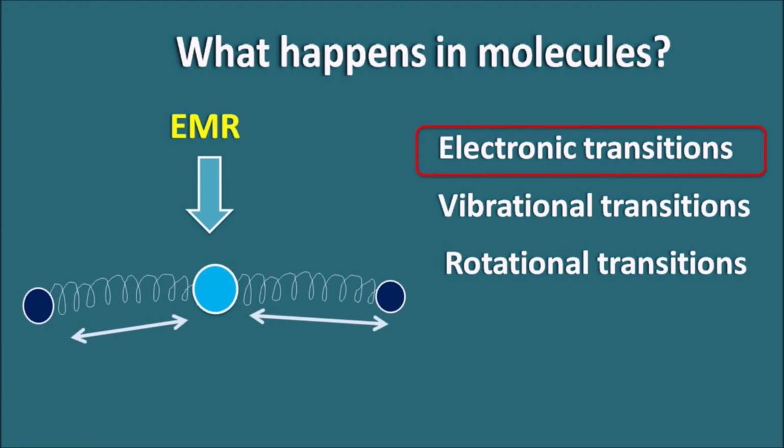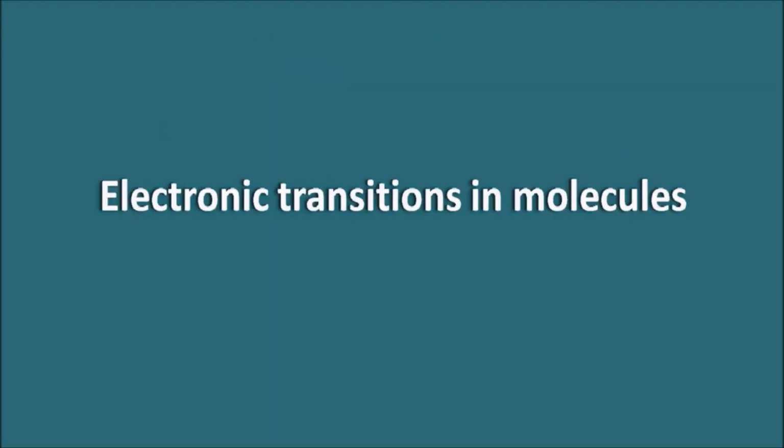So many of the objects are colored because of these electronic transitions. Now in this video we will focus on the electronic transitions: what are the different types of electronic transitions, how they are formed, and what is the energy required for these types of transitions. Electronic transitions in the molecules.